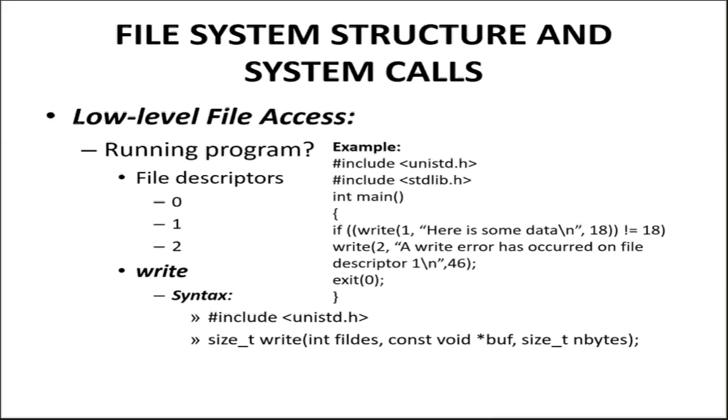When I execute this program, the output that we see is "Here is some data", because the number of bytes in the string is 18, including the newline character. So the if condition fails and it will not execute the write system call with file descriptor 2. It will execute the exit system call with 0, where 0 represents success. That means it is going to close the program.